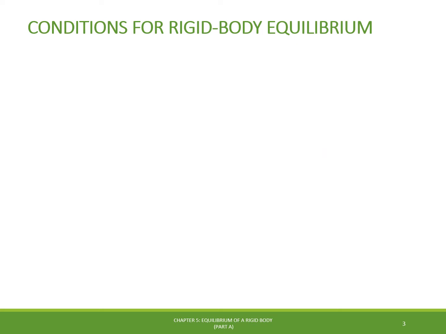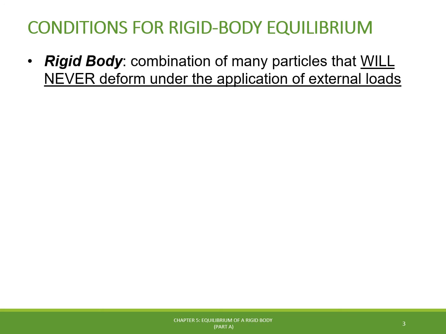Before we start, let's briefly recall the definition of rigid body we saw in chapter 1. Unlike a body that we assume to behave as a particle, a rigid body is considered to be a combination of a large number of particles, in which the dimensions and mass properties of the body must be taken into consideration. However, we will further assume that a rigid body will never deform when external loads are applied to it.